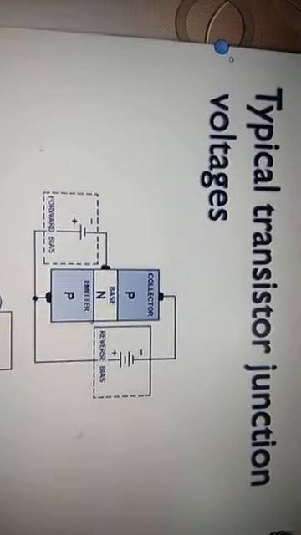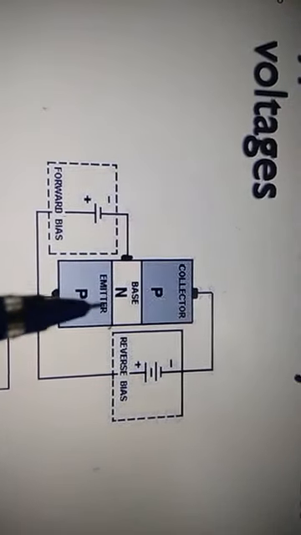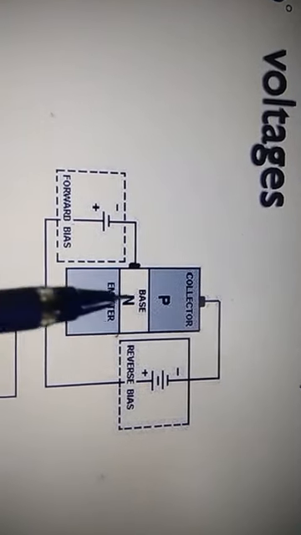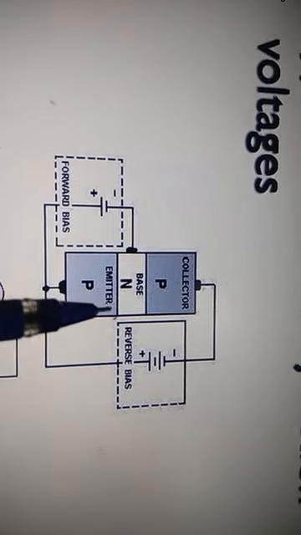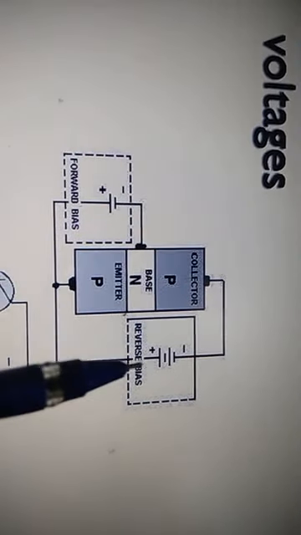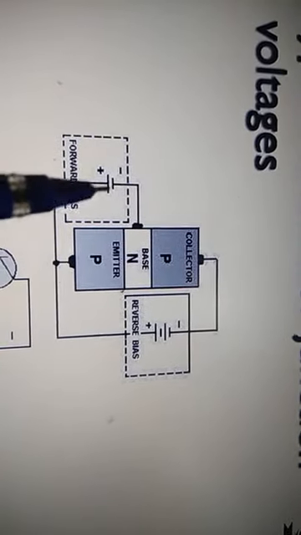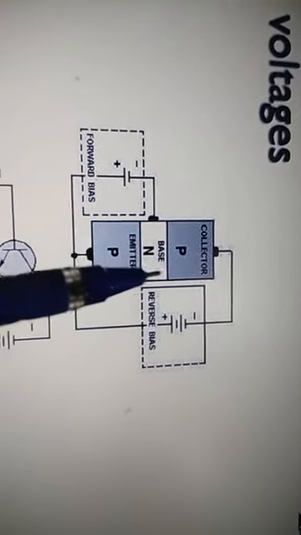Here we can see the typical transistor junction voltages. I will go close to the diagram. This is collector, this is base, this is emitter. This is the forward bias junction, base and emitter. And this base and collector is the reverse bias junction, by using this battery. Reverse bias: P is connected to negative, that means this will be reverse bias. And here this N is connected to negative, that means this will be forward bias. So this junction is forward bias and this junction is reverse bias.